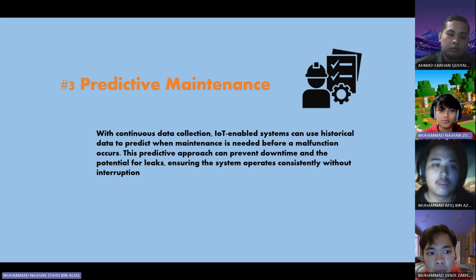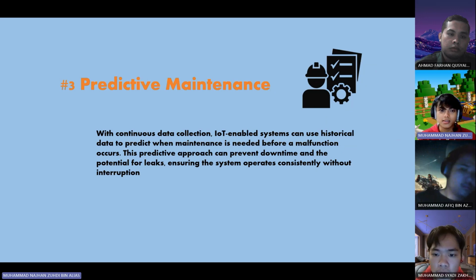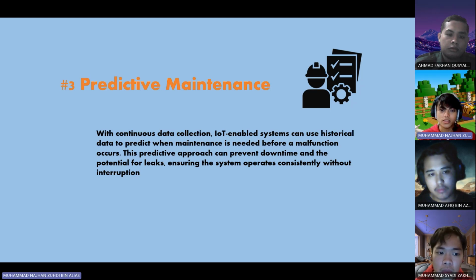The third point is predictive maintenance. With continuous data collection, an IoT-enabled system can use historical data to predict when maintenance is needed before a malfunction occurs. This predictive approach can prevent downtime and the potential for leaks, ensuring the system operates consistently without interruption.